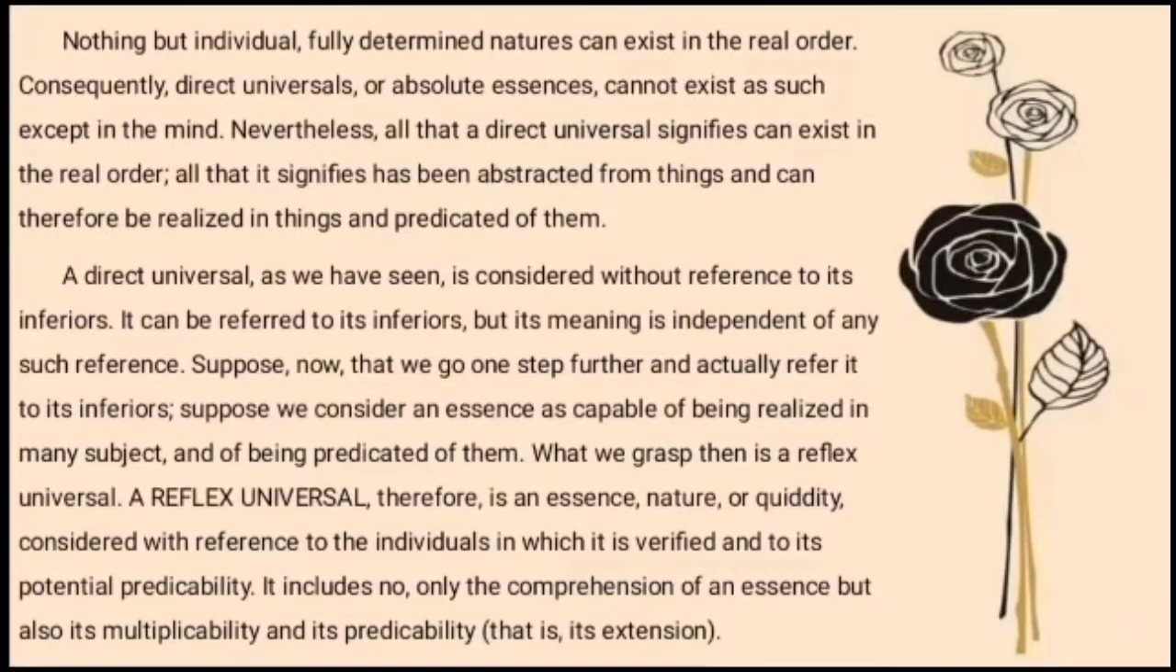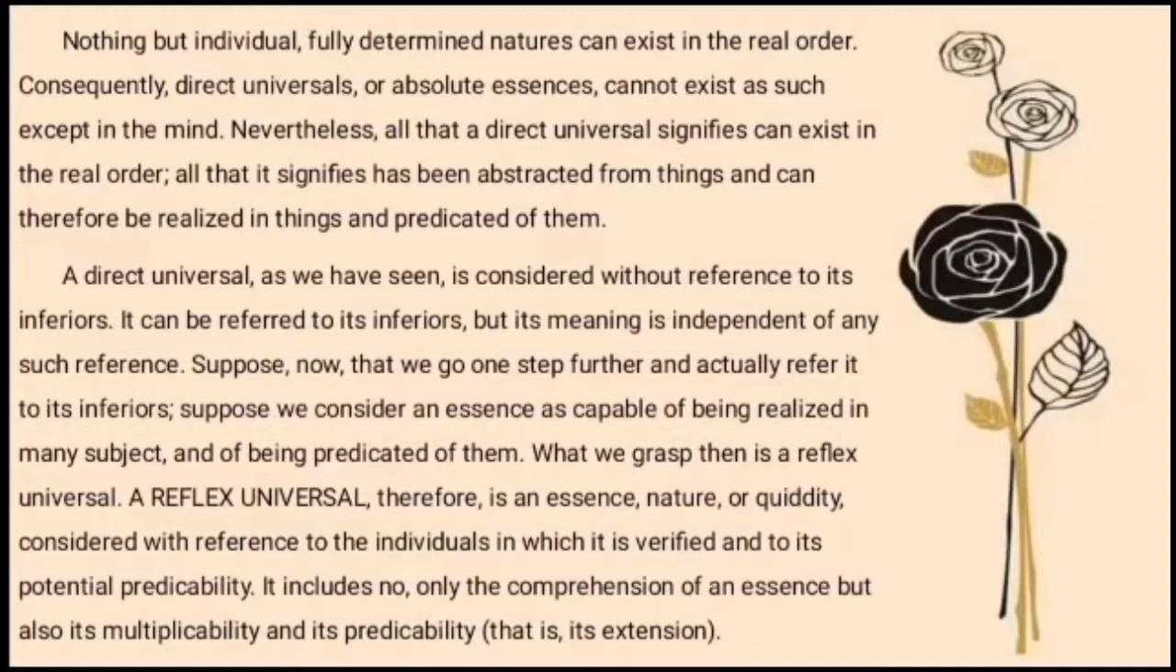Nothing but individual, fully determined natures can exist in the real order. Consequently, direct universals or absolute essences cannot exist as such except in the mind. Nevertheless, all that a direct universal signifies can exist in the real order. All that it signifies has been abstracted from things and can therefore be realized in things and predicated of them. A direct universal, as we have seen, is considered without reference to its inferiors. It can be referred to its inferiors, but its meaning is independent of any such reference.